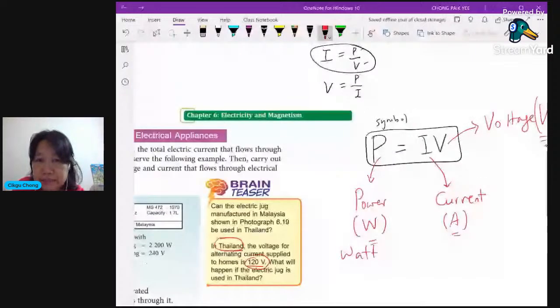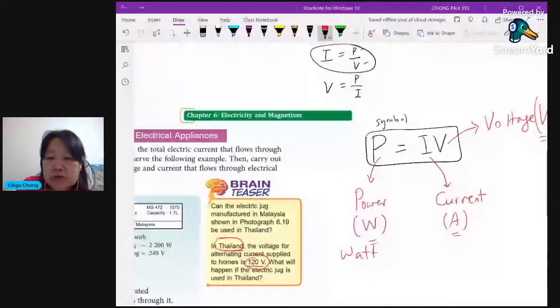It's a symbol, but the unit is different. The unit for power is watts. Unit means at the end of the answer, you must put something, isn't it? For example, length. Length is cm. But for power, you must put capital W. This is the unit.